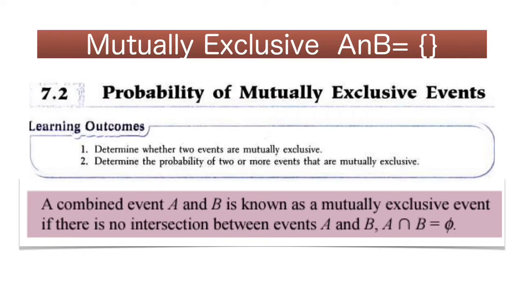In short, a combined event A and B is known as a mutually exclusive event if there is no intersection between event A and event B. So A intersect B is equal to the empty set.